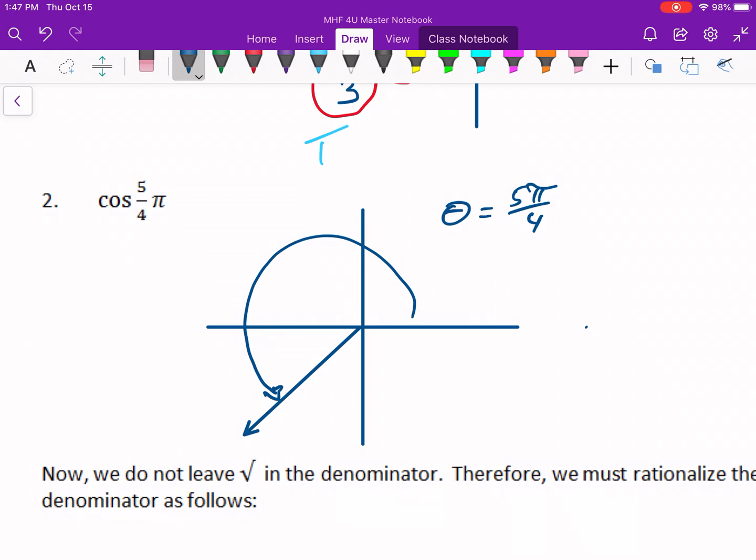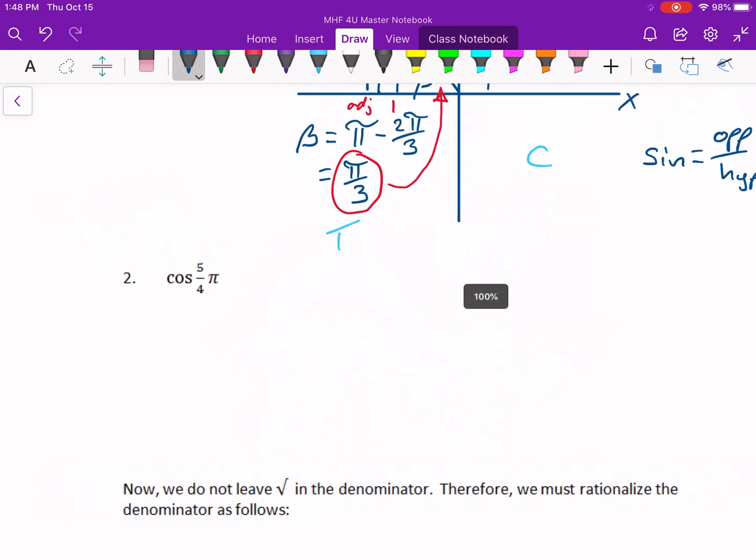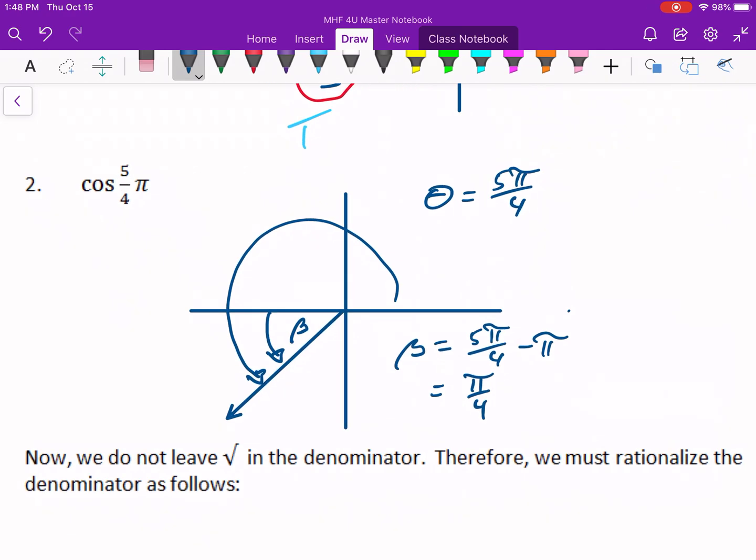Our related acute angle, beta, is from the x-axis to the terminal arm. So in this case, beta is going to equal 5 pi over 4 minus pi, because we've gone past pi in this case. So 5 pi over 4 is obviously bigger than pi, so beta equals simply 1 pi over 4, or just pi over 4. That's our related acute angle again. And so that's what this is.